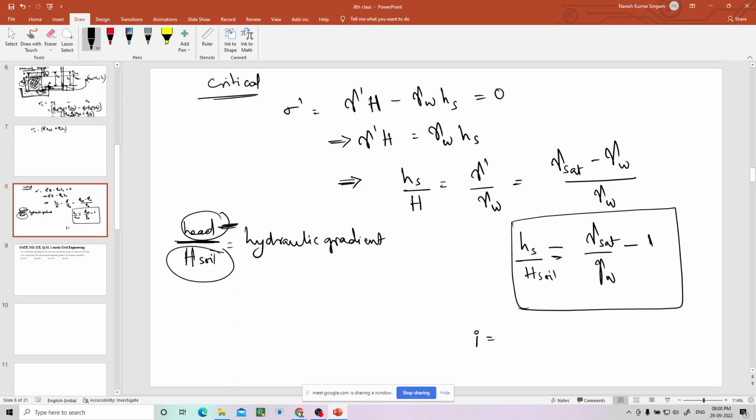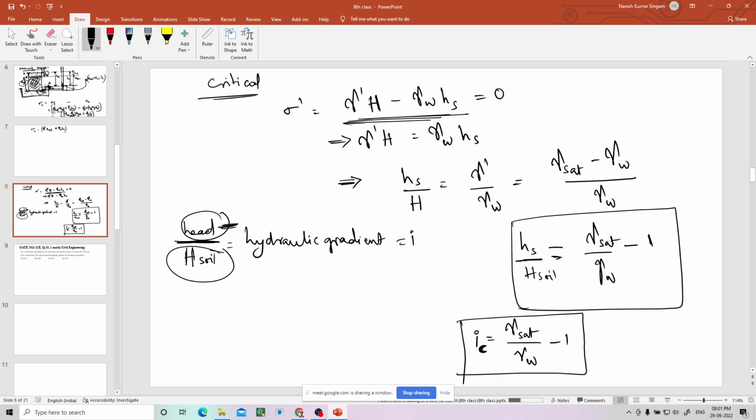So now i can be written as gamma sat by gamma w minus 1. And this is of course the critical hydraulic gradient, because I derived it from the critical condition. That is why it is the critical hydraulic gradient, denoted by ic.